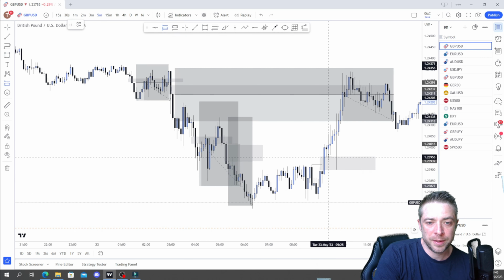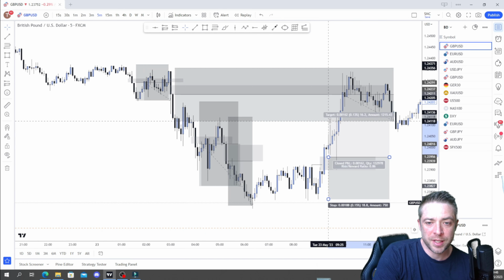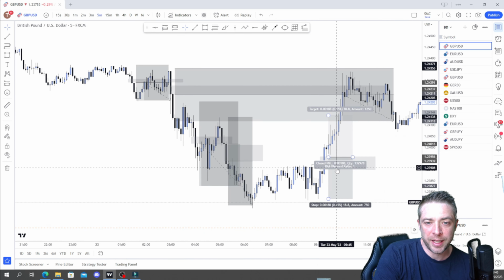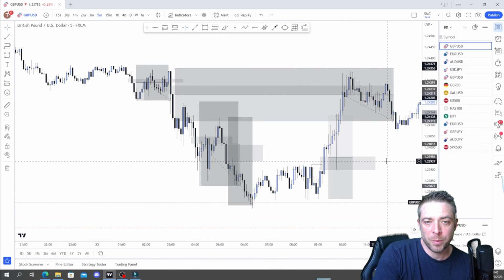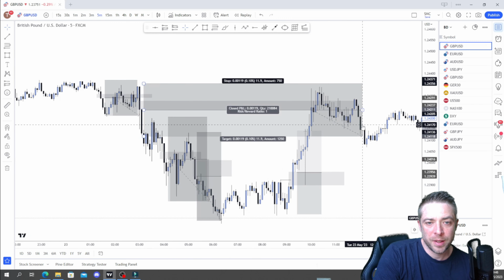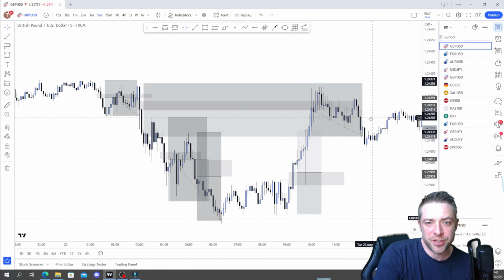We would enter at this fair value gap here, targeting 1 to 1. And look at that. Taps in perfectly. 1 to 1. You could enter again. Where else could you enter? You can't enter here. These are all very efficient.